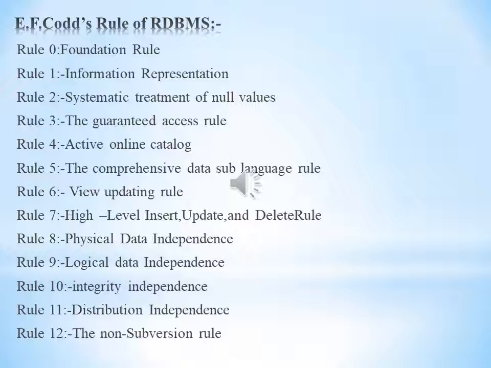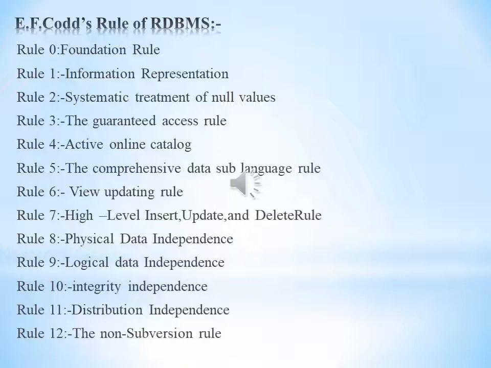Rule number 1. The information representation. The information rule. All the information in the database must be stored in the standard form of tables. And a table is considered the best format to store and manage the data. All information in a relational database is represented explicitly at the logical level and in exactly one way, by values in the tables.